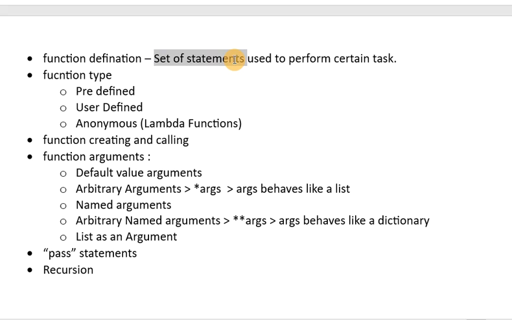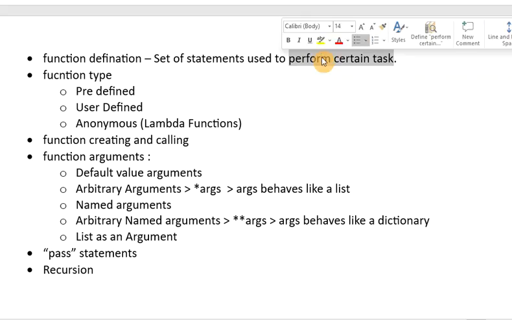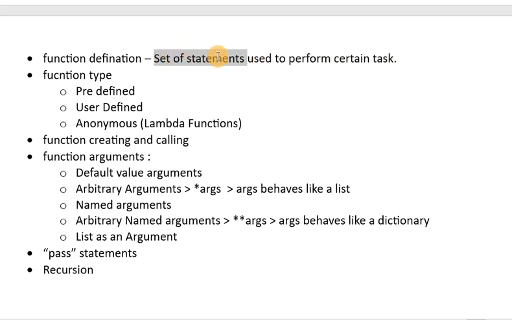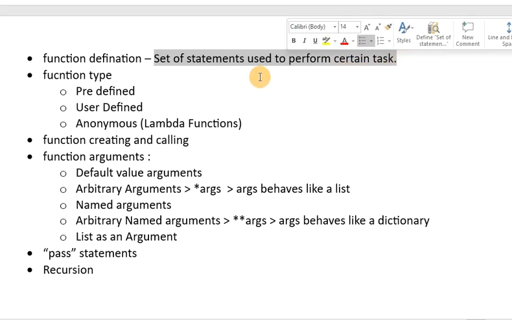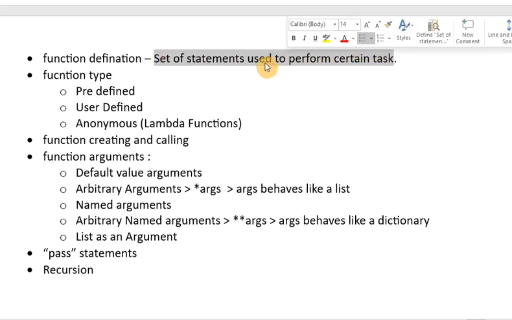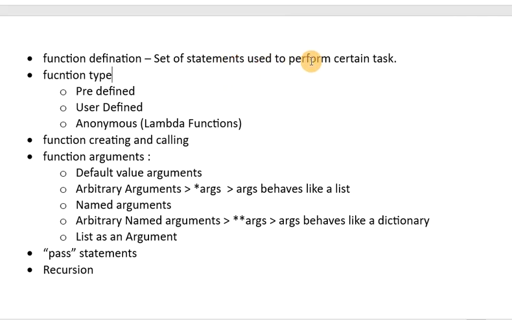Set of statements means we are going to have more than one statement in a function, and that function will accomplish a particular predefined task. To perform a certain task, we group those statements into a set, and that set or collection of statements is called a function. So this is the simple definition of a function: a set of statements used to perform a certain task is called a function.